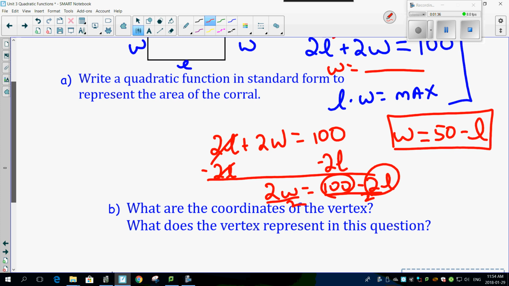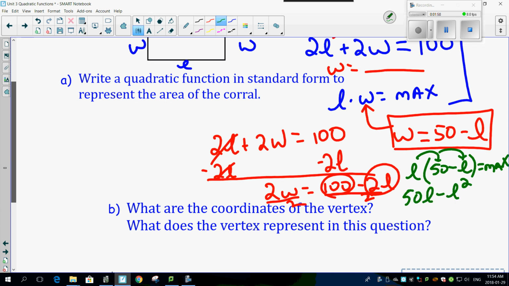What can I do with this now? Well, that's W equals 50 minus L. I'm going to go into my system of equations here, and I'm just going to plug it in. Watch this. This now becomes L times 50 minus L. That's got to equal our max value. And guess what happens? Look at that. Distribute. You got 50L minus L squared. There's your max. And how do you know it's a max? It's opening down. And because it's a squared, it's a parabola.